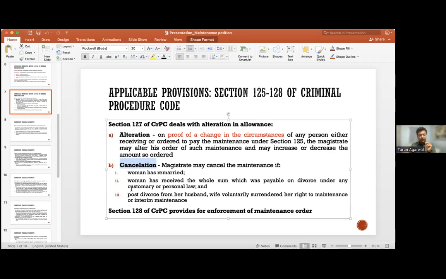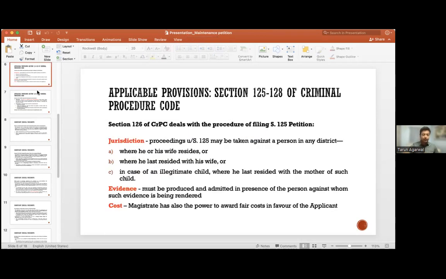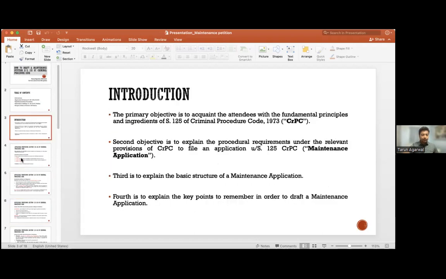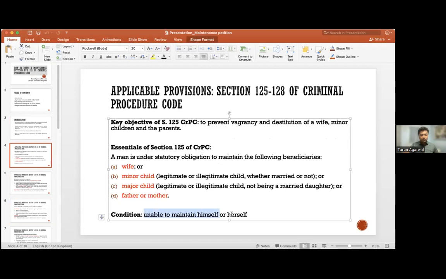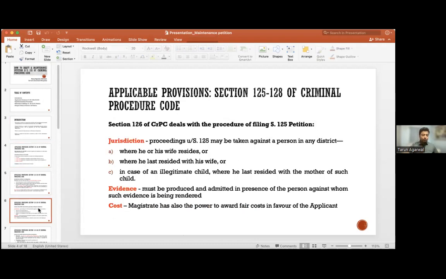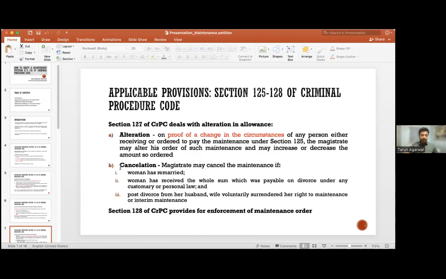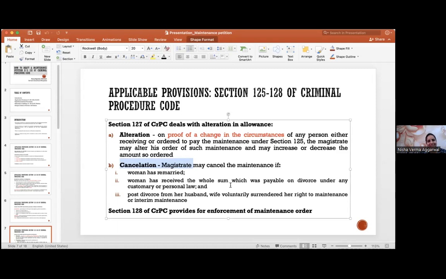I hope this answers your question, but just to further clarify, if you remember my first slide, I mentioned that the basic and first essential of seeking maintenance is that the person is unable to maintain herself or himself. So in your example, now that the wife has started earning, that means she is now able to maintain herself. In that case, a husband can take benefit of Sections 125 and 127 of CrPC and can approach the relevant court seeking cancellation of that maintenance order. Does that answer your question? Yeah, thank you. I'm glad.